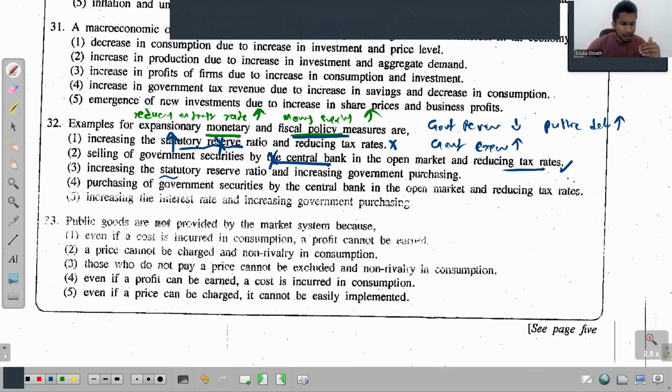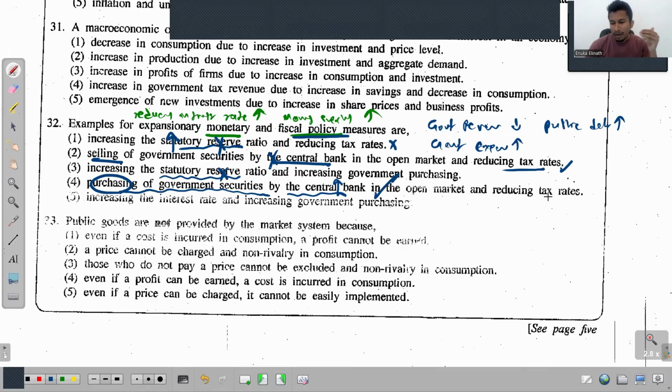The third one, increasing the statutory reserve ratio, once again wrong, no point of discussing because I explained the same thing in option 1. Fourth one, purchasing of government securities by the central bank. See that now, it's not selling, this time it's purchasing of government securities by the central bank, which means the commercial banks sell government securities to the central bank, and in return the central bank provides money to the commercial banks, and that will increase the money supply so that it will be expansionary in nature. So this is correct.